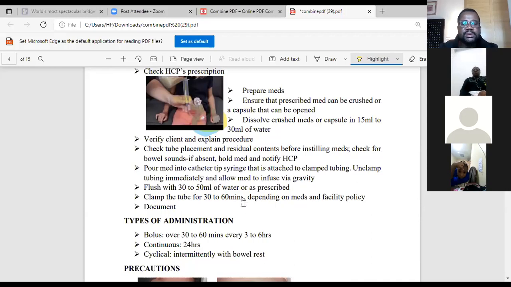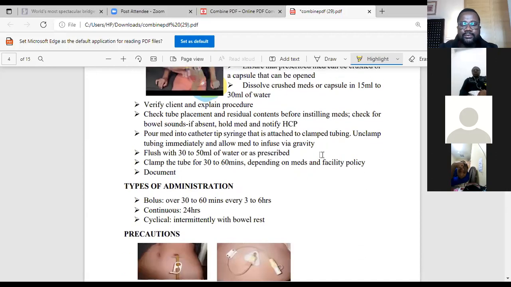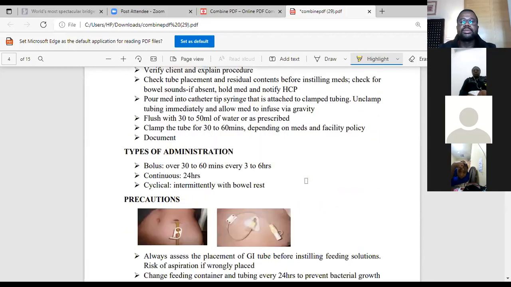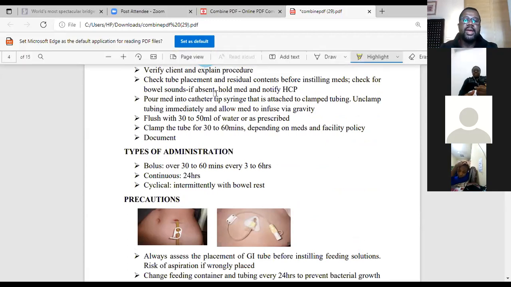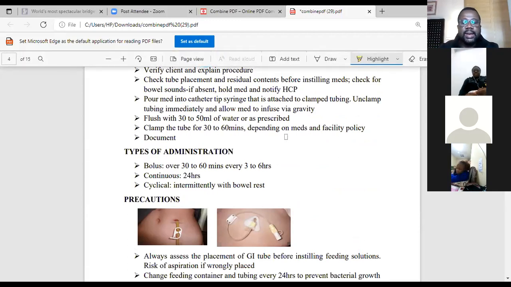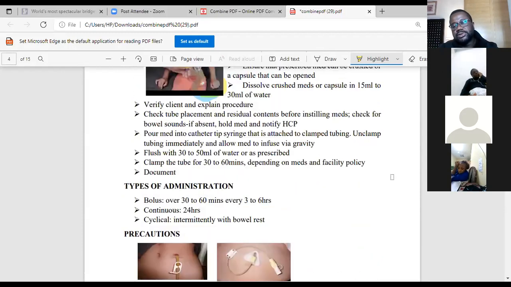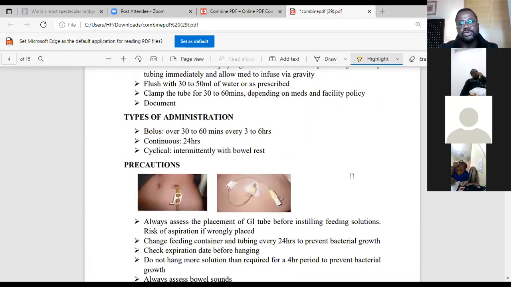Then you clamp the tube for 30 to 60 minutes, depending on facility policy. Document your procedure. Always make sure you place your patient in a comfortable position after every procedure. Don't just finish your procedure and then leave. Always make sure that the patient is okay. Ask if there is something you can do for them. Put what the patient needs within reach, beside the patient's bed. The patient should be comfortable before you leave.